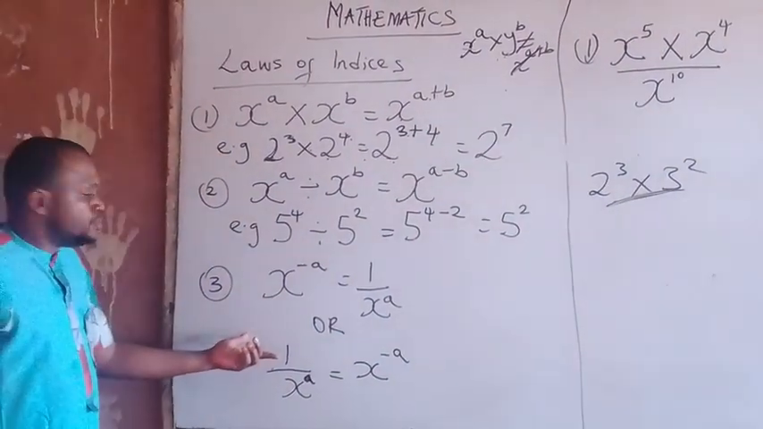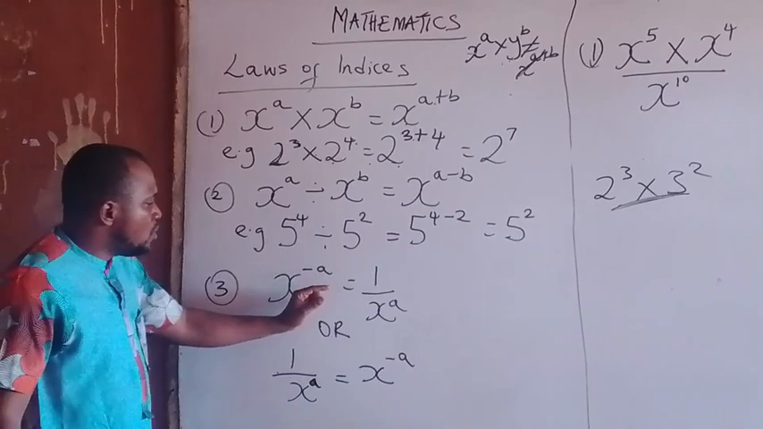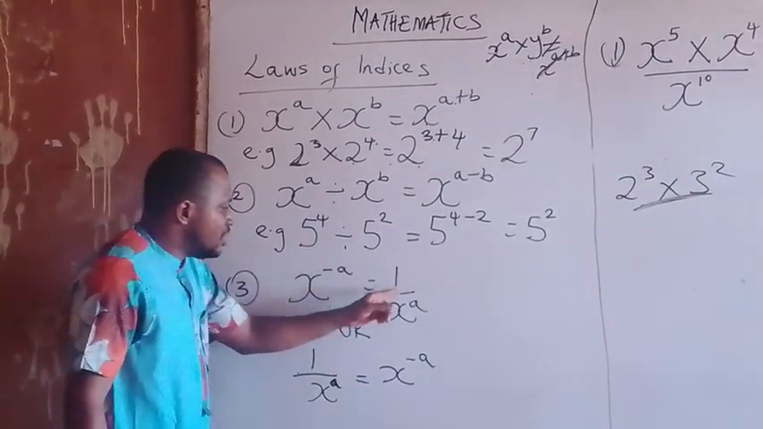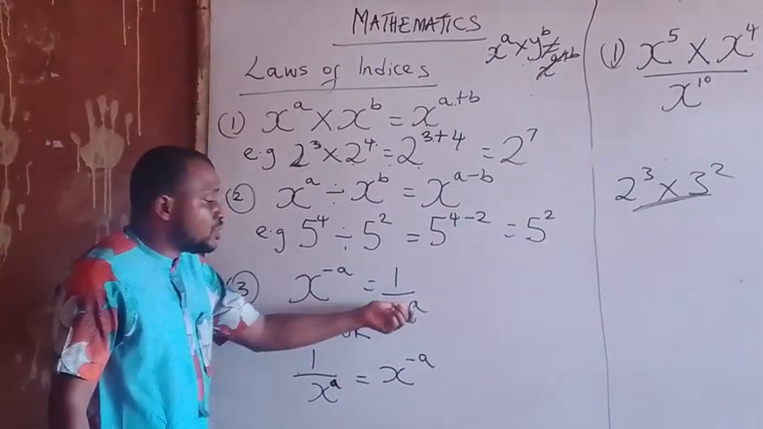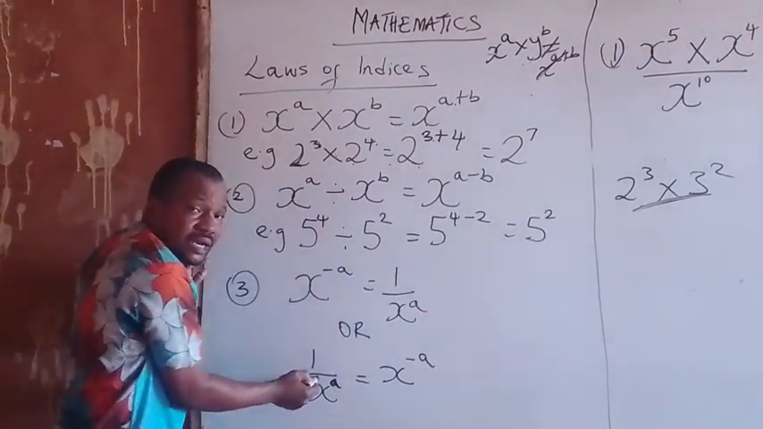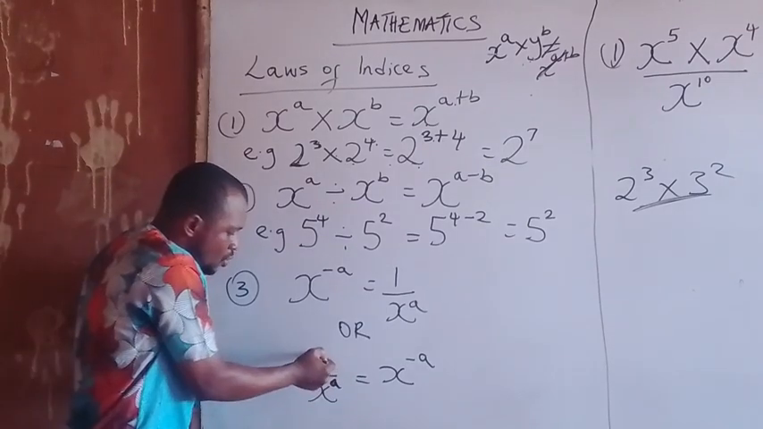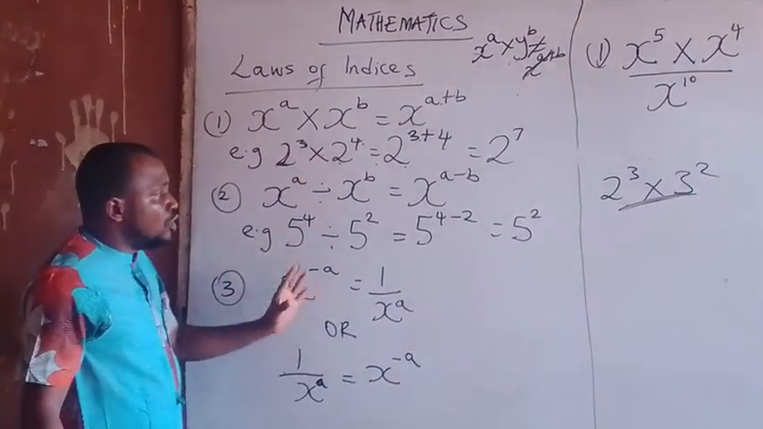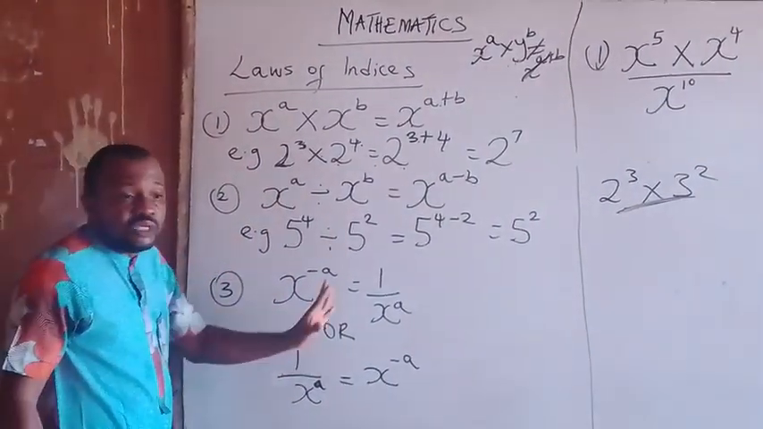Then the third law, x raised to power minus a. If you want to make this negative positive, you take the reciprocal. That means 1 over x raised to power a. That is going to become positive. Or we turn it the other way: 1 over x raised to power a is equal to x raised to power minus a. So if you follow these laws, it will guide us in solving indices. There are other laws, but for this first class, we'll stick to these laws.